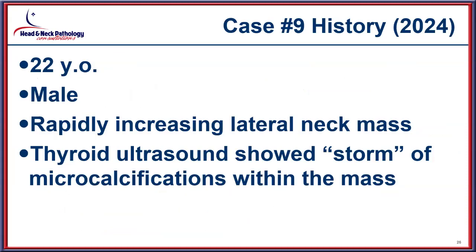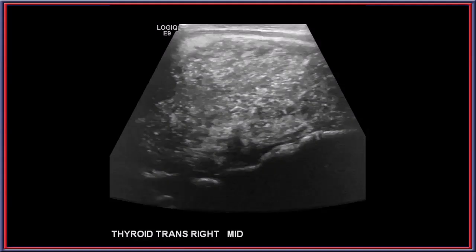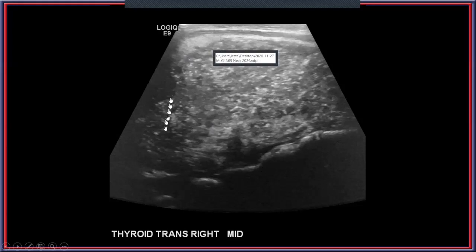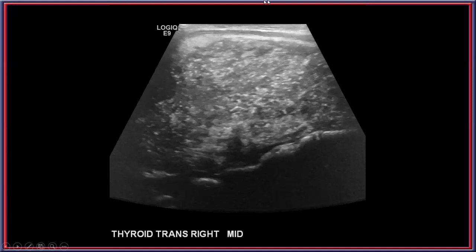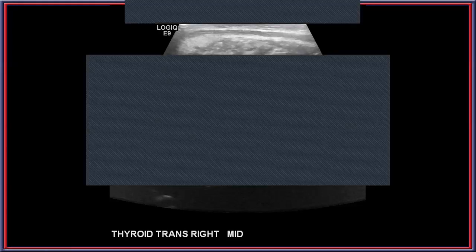Case number 9. A 22-year-old who presented with a rapidly enlarging lateral neck mass. Ultrasound of the thyroid showed a storm with multiple microcalcifications within the mass. Here you can tell there is a very well-developed area showing multiple microcalcifications, and this is what they mean by thyroid storm. It isn't thyroid storm as in a tumor with excess hormone production, but just an example of multiple microcalcifications.